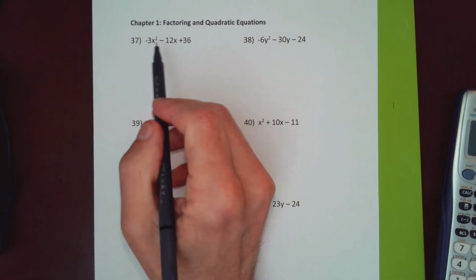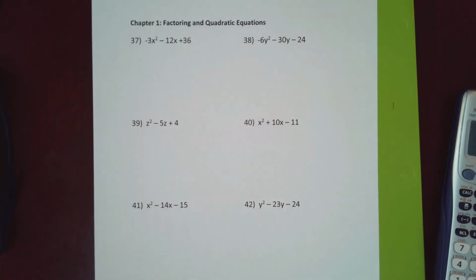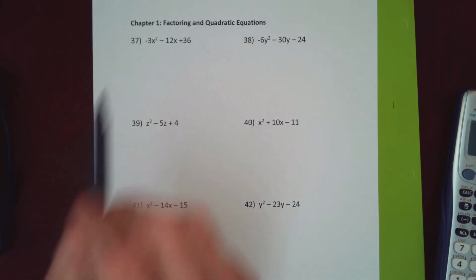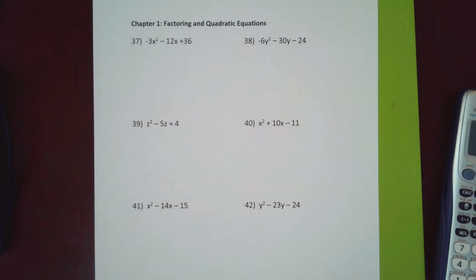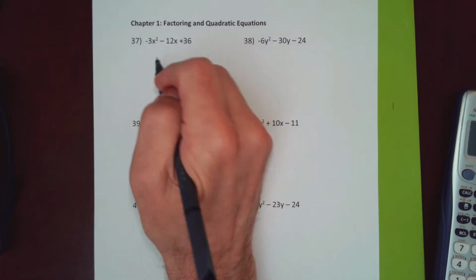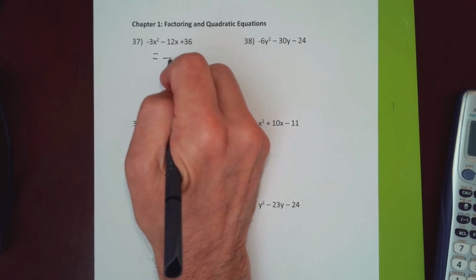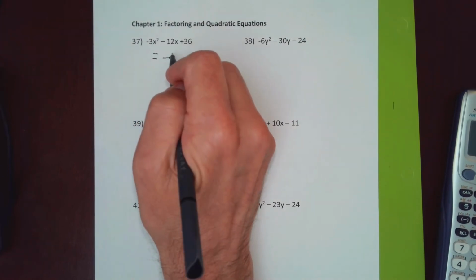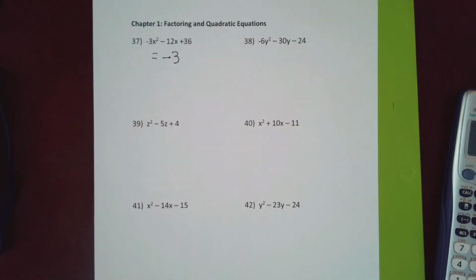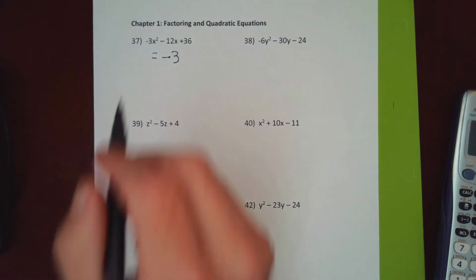On 37, the first term is negative. I know I at least have to factor out a negative, and all the numbers are divisible by 3. There's a common factor of 3. So to get started on 37, I'm going to factor out a negative because the first term is negative, a 3 because all the numbers are divisible by 3. That's the greatest common factor, or the opposite of the greatest common factor.